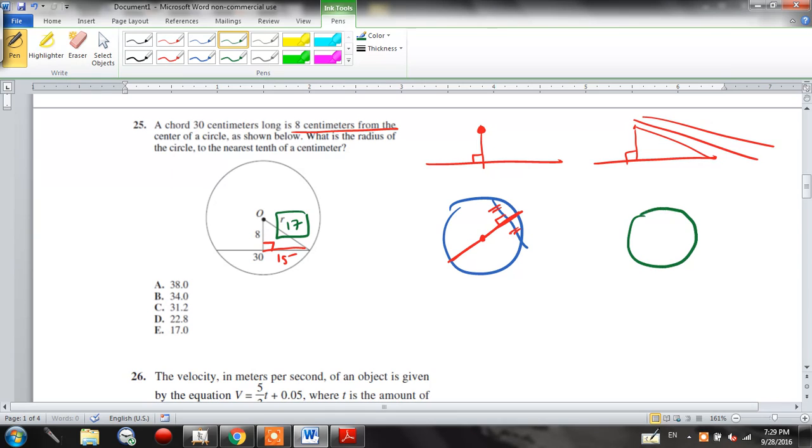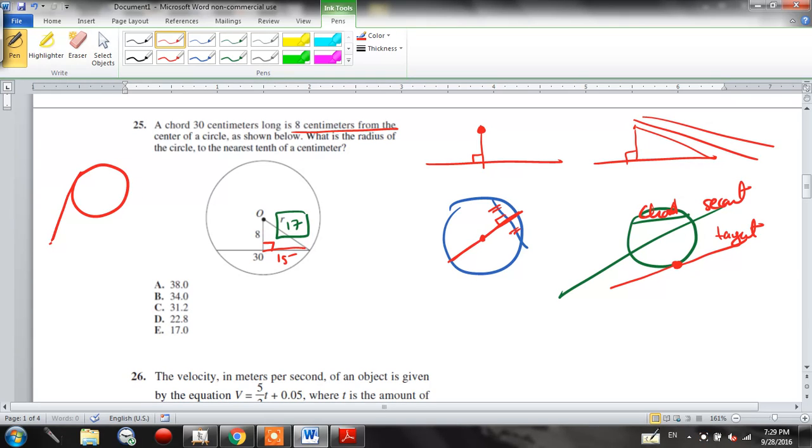Just as a review, this is a chord, this is a secant, and this is a tangent, touching at one point over here. These are also popular chord and tangent questions. You have two tangent segments. Two tangent segments from the same point are congruent. That's a theorem.